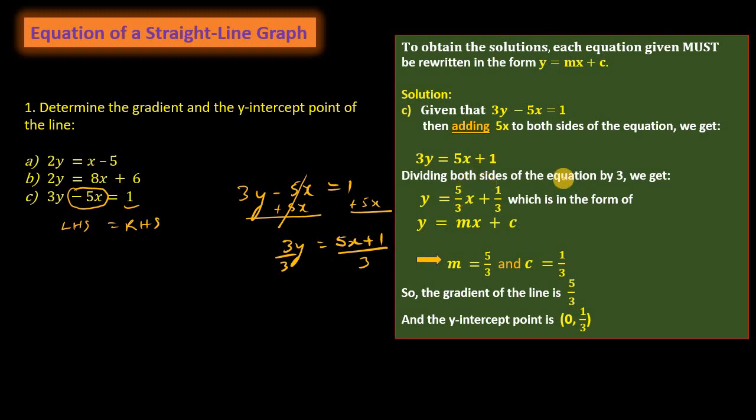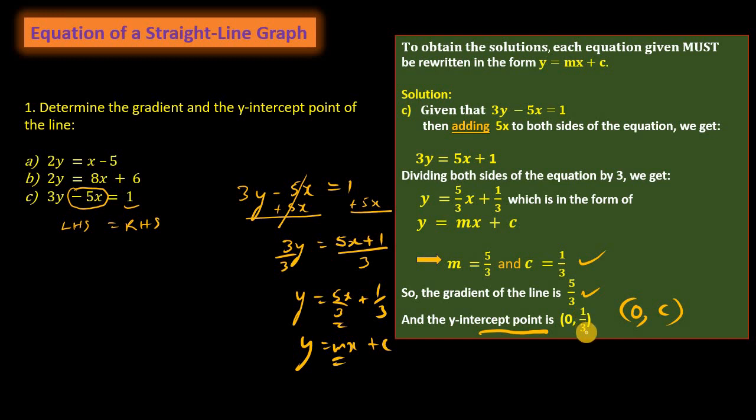So this is what we did. We divided both sides by 3, which gave us y equals 5x divided by 3, writing it separately, and plus 1 divided by 3. So now it's in the form of y equals mx plus c. So our m is that quantity before the x, which is 5 over 3, and the c, that constant by itself, is 1/3. So our gradient is 5/3, and the y-intercept point is our coordinates 0, c, which will be 0, 1/3. Hopefully that was helpful.